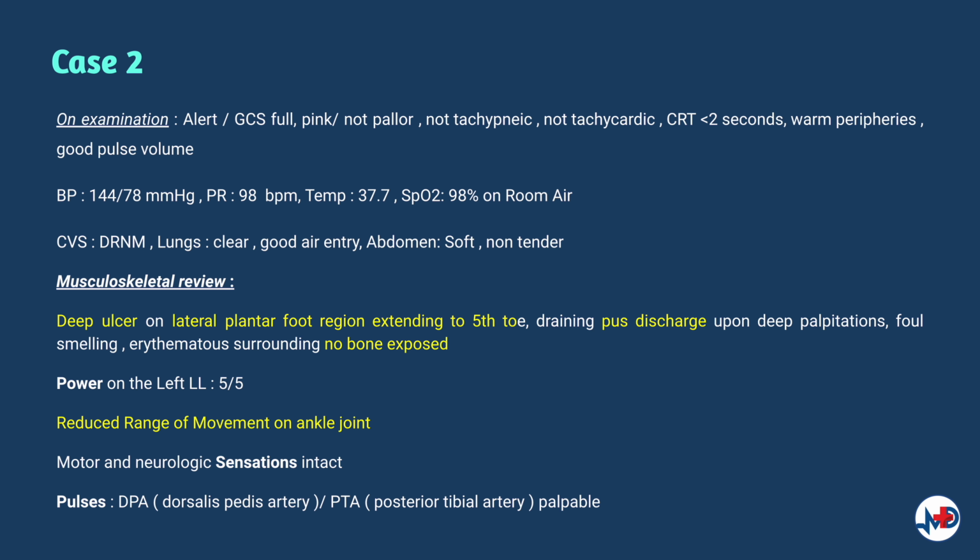Musculoskeletal review here shows us a deep ulcer on the lateral plantar foot region extending to the fifth toe, draining pus discharge upon deep palpation, foul smelling, erythematous surrounding with no bone exposed. The power of the left lower limb is 5 out of 5 with reduced range of motion on the ankle joint. Motor and the neurologic sensations are all intact, and same goes for the peripheral pulses.